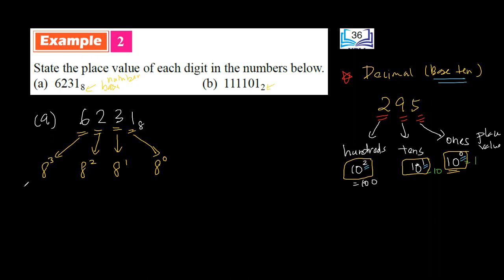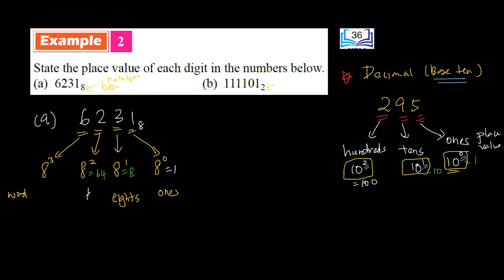If we really have to express in words, the last one we still call it ones, because 8 to the power of 0 is 1. Then 8 to the power of 1, we don't call it tens, because when you calculate, it is not equal to tens. Instead, we will call it eights. 8 to the power of 1 is 8. Then 8 to the power of 2 is 64.